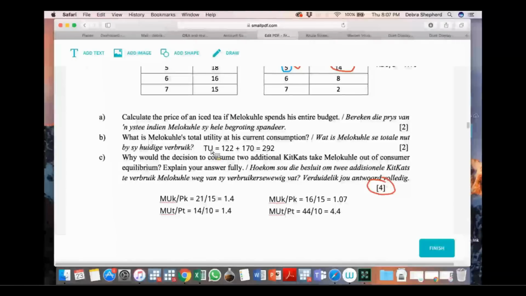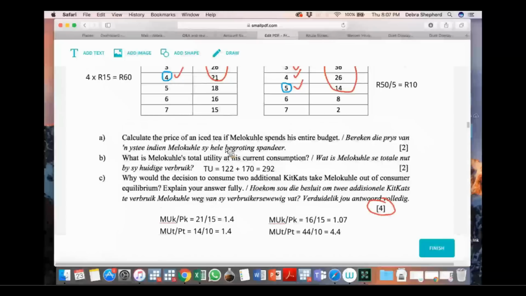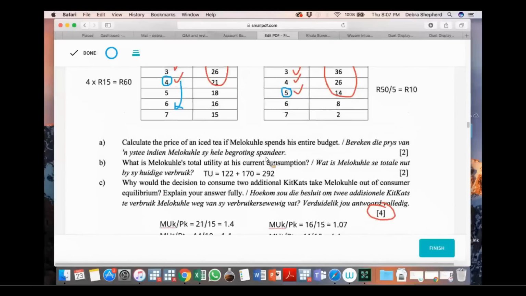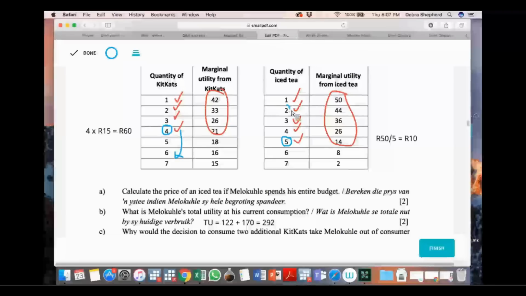The important thing now to note is that in order to consume 6 Kit Kats, you're going to have to give up some iced tea, because increasing your consumption of Kit Kats from 4 to 6 comes at a cost, because you only have 110 Rand to spend. So moving from 4 to 6 takes your spending on Kit Kats from 60 Rand to 90 Rand, okay? Because 6 times 15 Rand is going to be 90, which leaves you only 20 Rand to spend on iced tea. So if you're consuming 6 Kit Kats, you only have enough money left over to buy 2 iced teas.